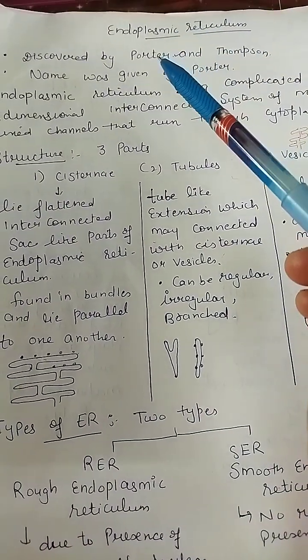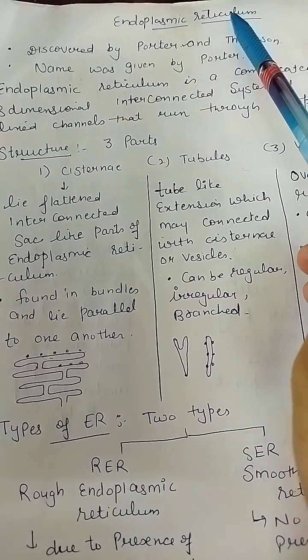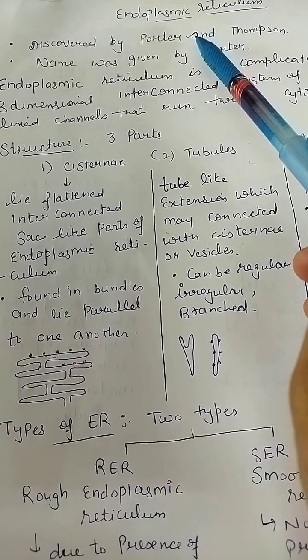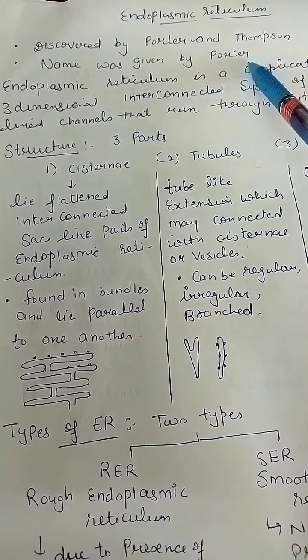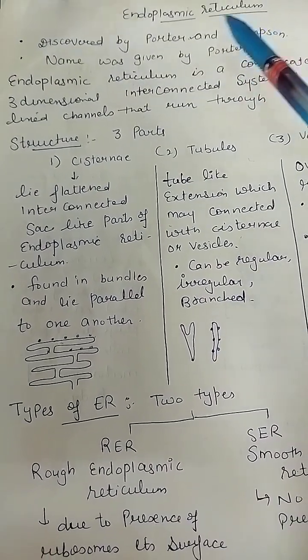Good morning dear students. Today we will discuss the endoplasmic reticulum. It was discovered by two scientists known as Porter and Thomson. Its name was given by the scientist Porter. What is an endoplasmic reticulum?